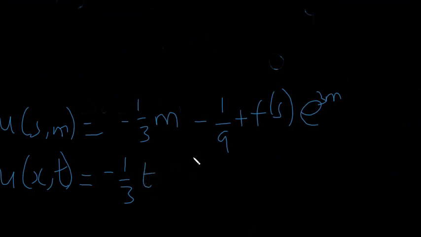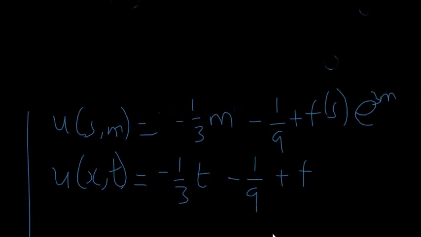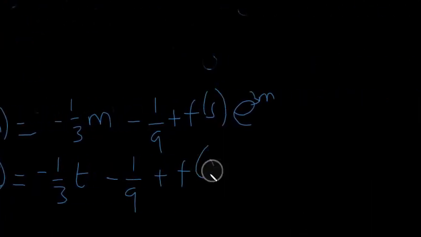Then I have minus 1 over 9 plus f of s. So what was s there? That was x minus t. So x minus t, then e to the 3m, which was t. So this is what we have as our general solution. So this is our general solution. So this is a general solution to the partial differential equation.